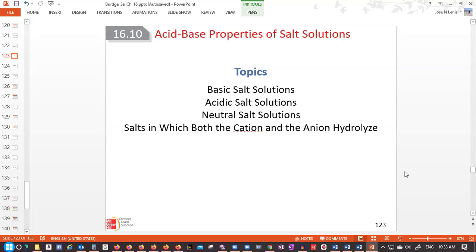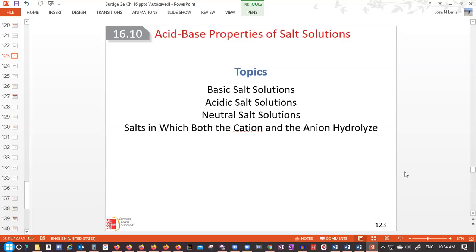Now, I showed you before what happens with the salts. Not all salts are neutral. Salts can be basic, acidic, or neutral. And that is going to depend on the nature of the cation or anion of the salt, depending on what species is forming the salt.